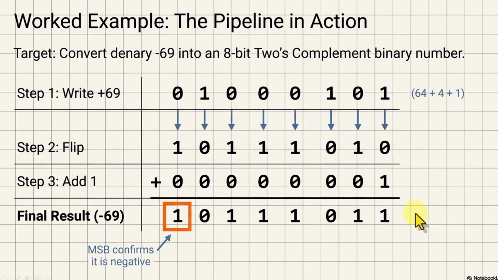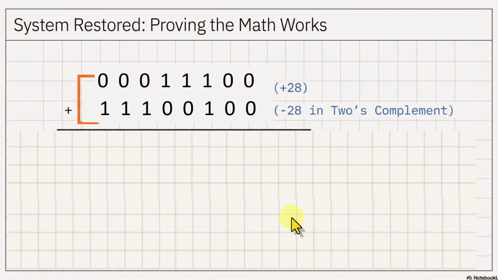Now in operations, addition or subtraction, this will make our life much easier. See here, let's do the math: positive 28 and negative 28.